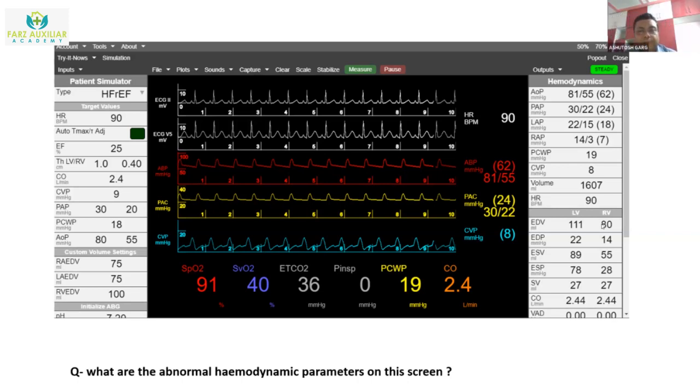And what about cardiac output? SVO2? SVO2 is low, sir. It is less than 65-70%, and cardiac output is low, 2.4. So what does it mean? Which type of shock? It is cardiogenic shock. Probably it is not obstructive. Why not septic shock?